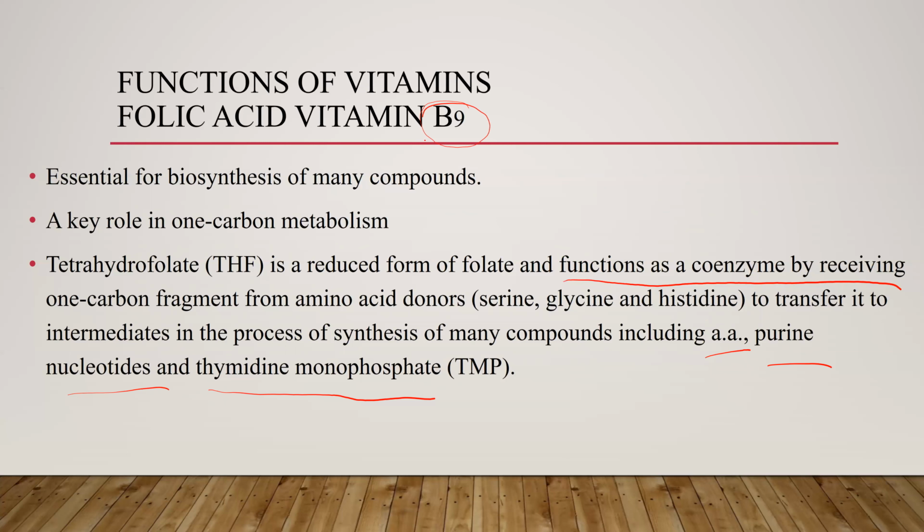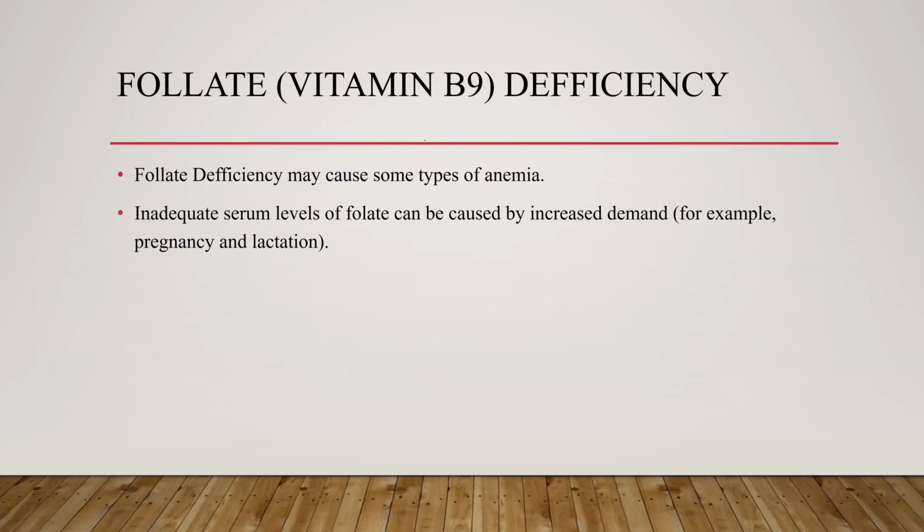It's very important. It's really important for the synthesis of amino acids. And you know amino acids are essential, very important in our system. They are the building blocks of everything, of proteins and other substances. The deficiency of folate may cause some types of anemia. Inadequate serum levels can be caused by increased demand, for example, in pregnancy and lactation.